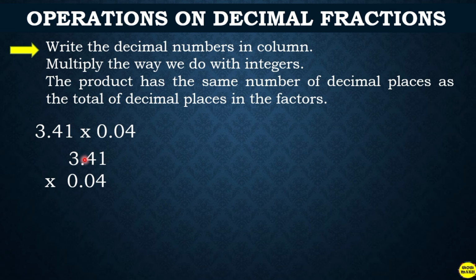So, dapat naka-column. Next, after writing your decimal numbers in column sa ating multiplication, magmumultiply tayo kung paano tayo nagmumultiply ng integers. Kung anong process natin doon, same procedure. Okay, so ganun din. So, 4 times 1, that is 4. And then, 4 times 4, that is 16. Carry 1 dito. So, 4 times 3 is 12. Plus 1. So, that is 13. Okay, so nakuha na natin.